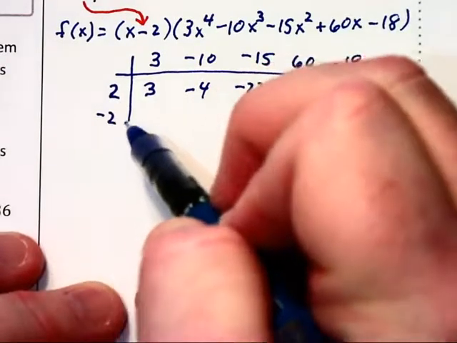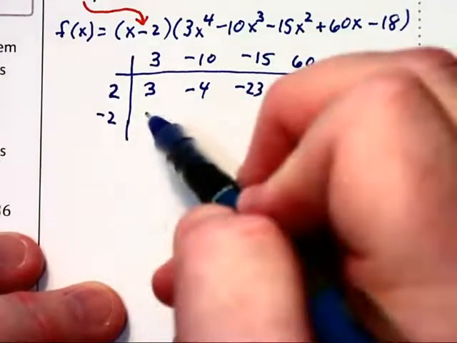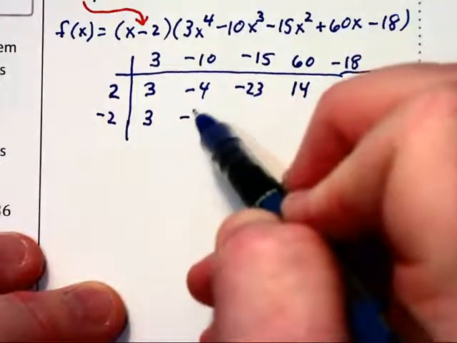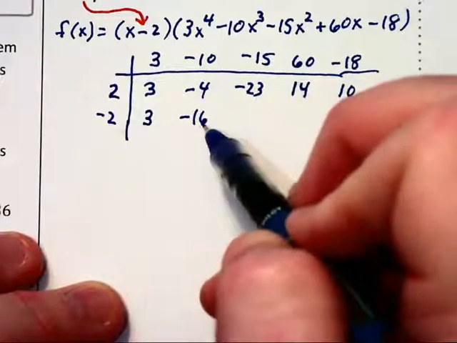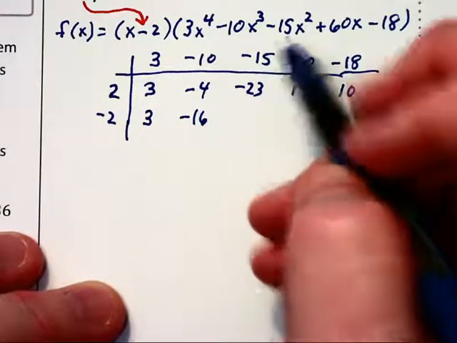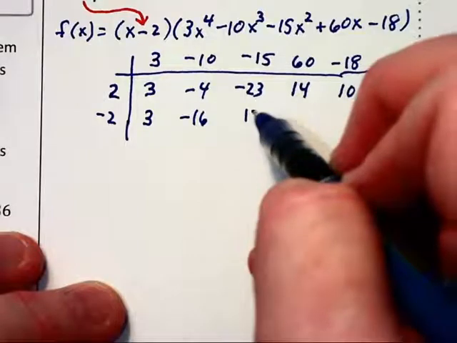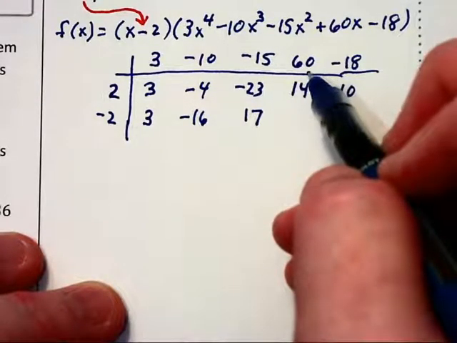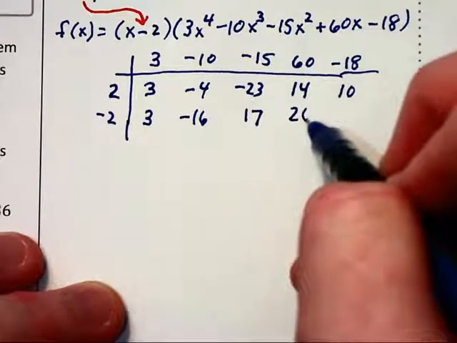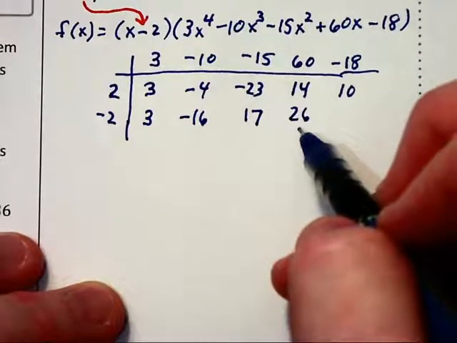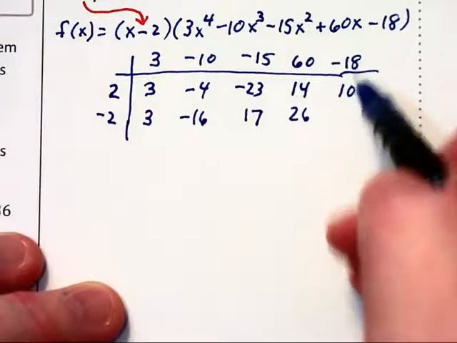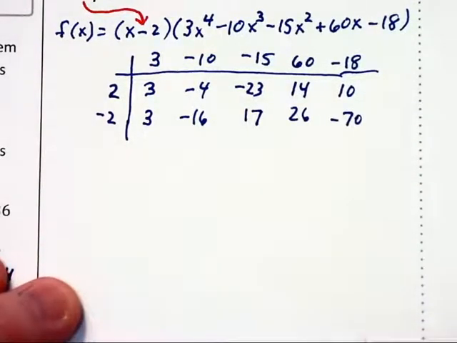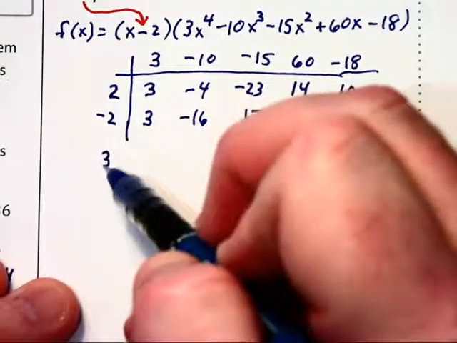So let's try negative 2, just working our way through the list. Bring down the 3. Negative 2 times 3 is negative 6, minus the 10 at the top is negative 16. Negative 2 times negative 16 is 32, minus that 15 is 17. Negative 2 times 17 is negative 34, plus that 60 up top is 26. Negative 2 times 26 is negative 52, minus that 18 makes negative 70, not 0, so that is a dead end again. So it's time to move on to 3.